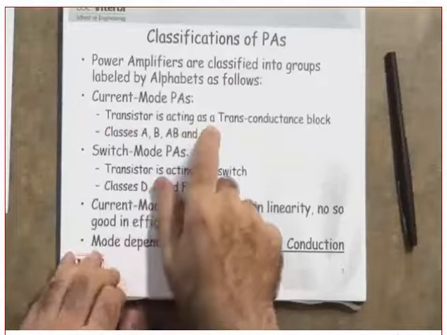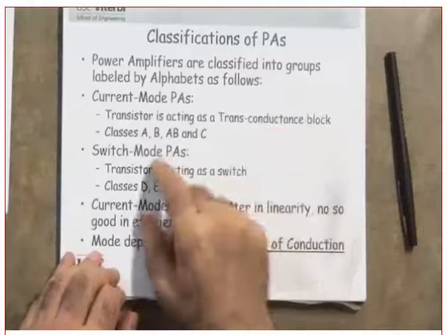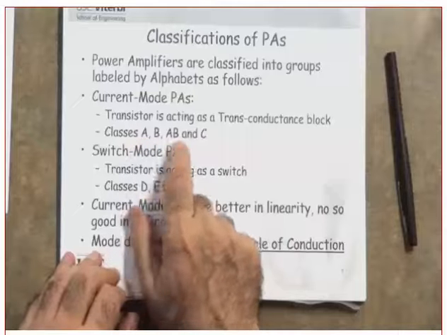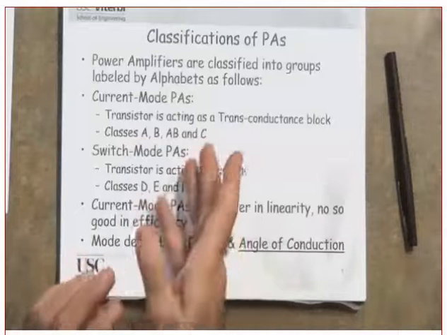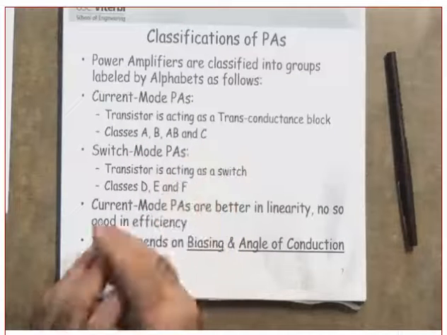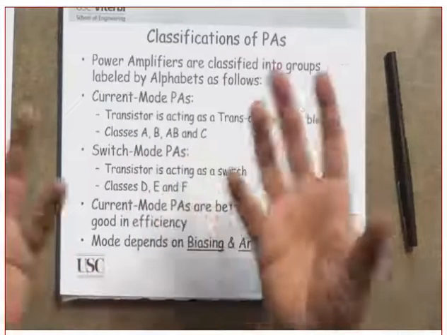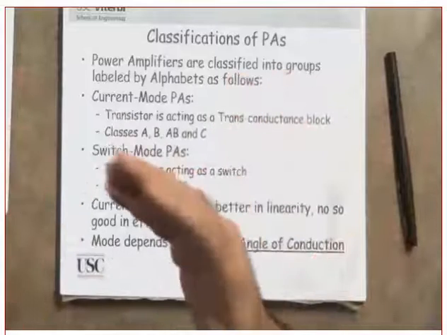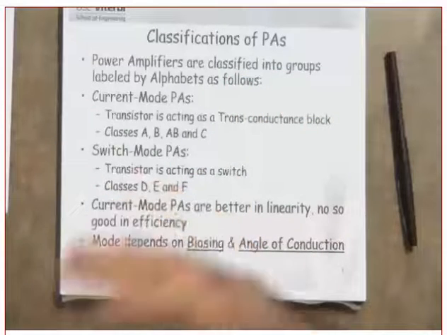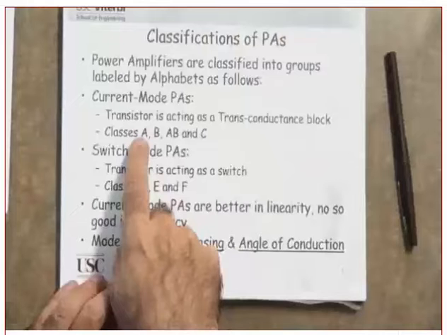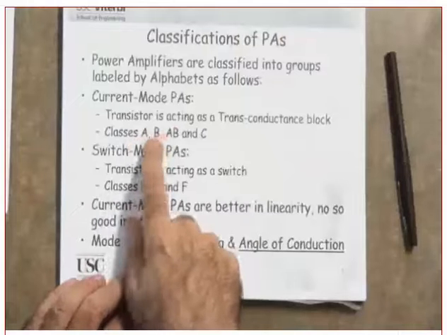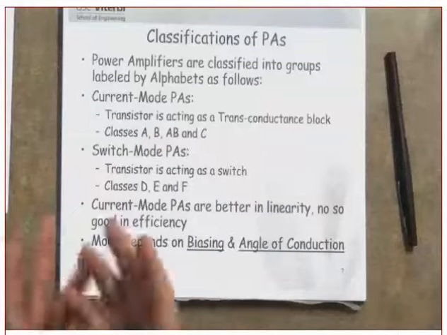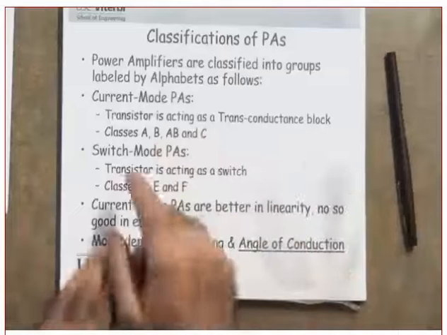Here, the transistor, again, is acting as a transconductance block, and the classes we are going to be looking at in a minute are class A, B, and C. When we look at these in a minute, we will see that all of them are the same circuit. The circuit is the same, but the point where you bias your amplifier will determine whether it is a class A, class B, or class C, and so on and so forth. Clear? The circuit is the same. The amplifier is the same.